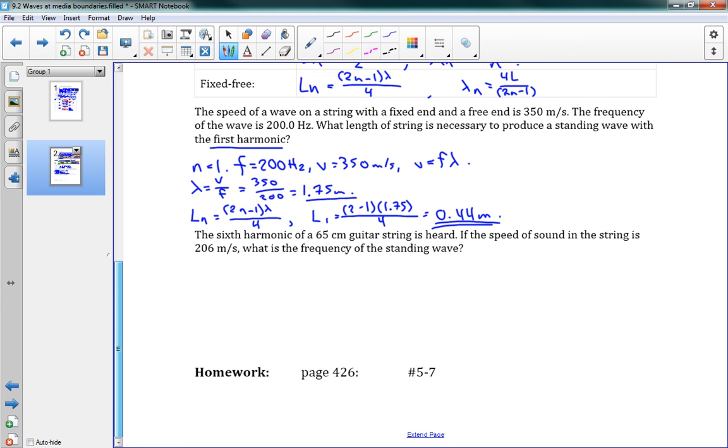All right, and we have one last problem here. The sixth harmonic of a 65 centimeter guitar string is heard. If the speed of sound on the string is that much, what is the frequency of the standing wave? So we have v is 206 meters per second. n is 6. We've got the sixth harmonic. And we know that the length is 0.65 meters.